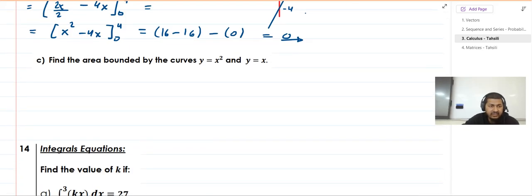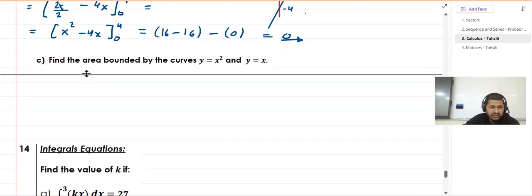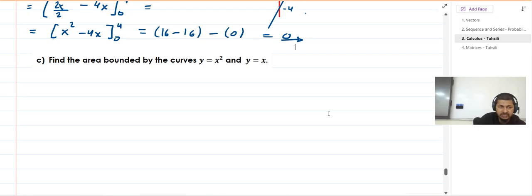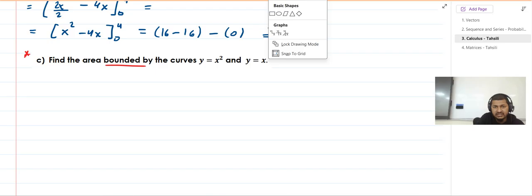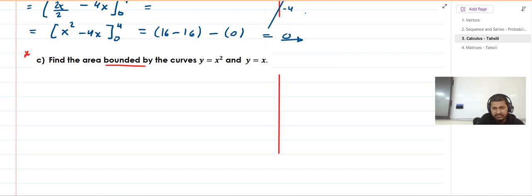Find the area bounded by the curves. So this is like a higher order thinking question. So I want to see, what does bounded mean? Area bounded basically means that I want to find the area between two curves. So I have a quadratic function y equals x squared, right, and I have a straight line function.